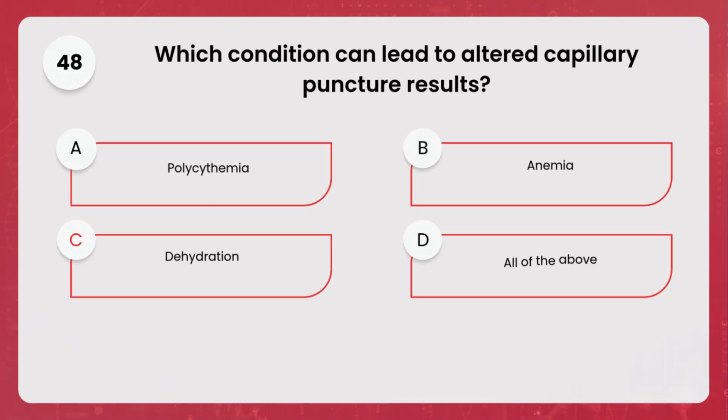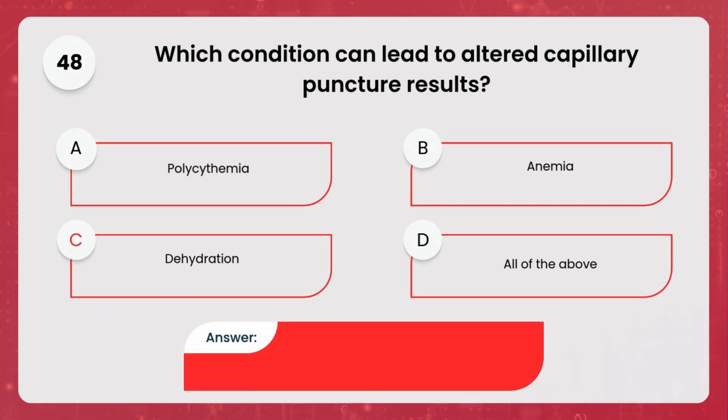Number 48. Which condition can lead to altered capillary puncture results? A. Polycythemia. B. Anemia. C. Dehydration. Or D. All of the above. The answer is D. All of the above.